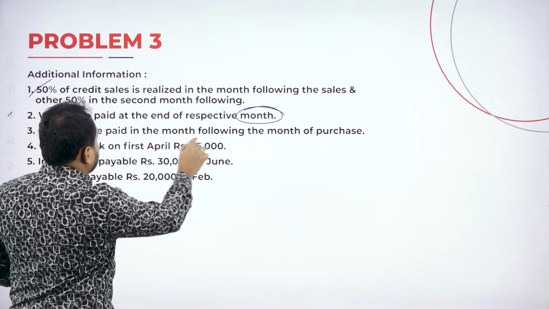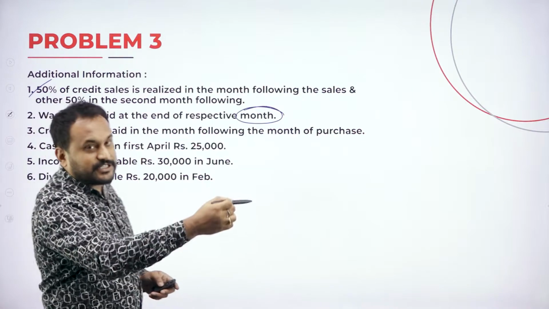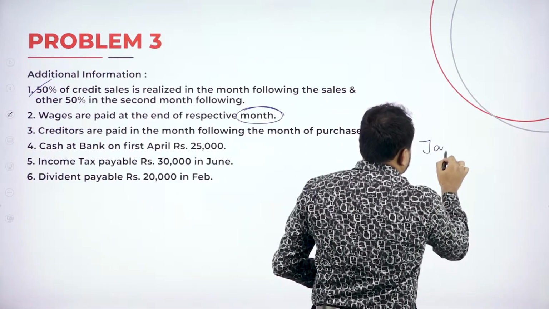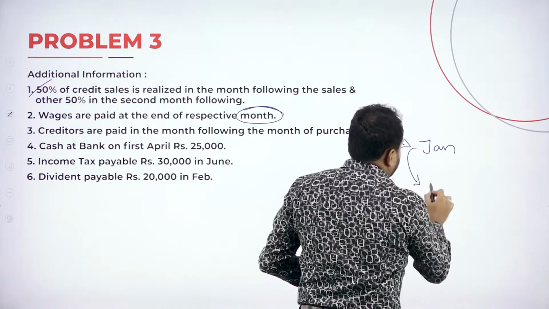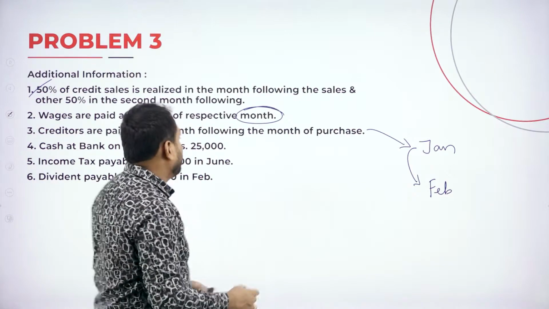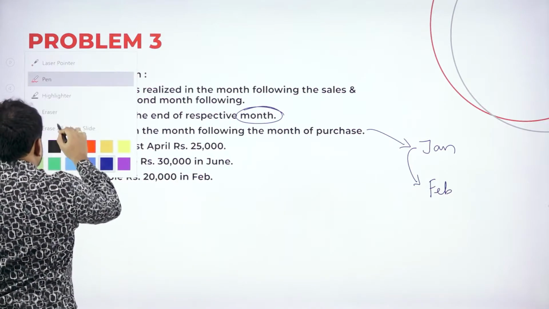Creditors are paid in the month following the month of purchase. So supposingly here, what is the adjustment? Jan I have purchased. But when will I pay? I'll pay in the month of February. Same thing here. So let's erase everything.